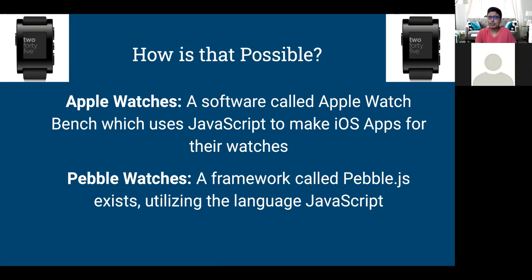Now, if you have an Apple Watch, you probably know, or any type of smartwatch, you can download apps from the designated Play Store, App Store, whatever you use to download your apps. And the way which we can make those is first, if we talk about Apple Watches, there is actually a software which Apple has made called the Apple Watch Bench, which uses some of the fundamentals from the programming language of JavaScript. And using that software, you can make iOS apps for the watches.